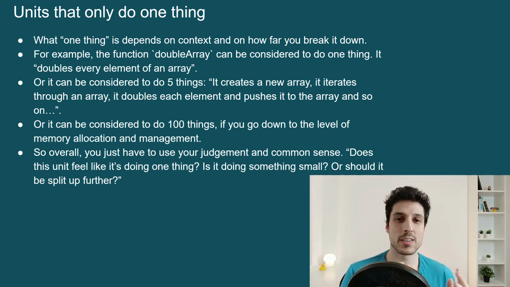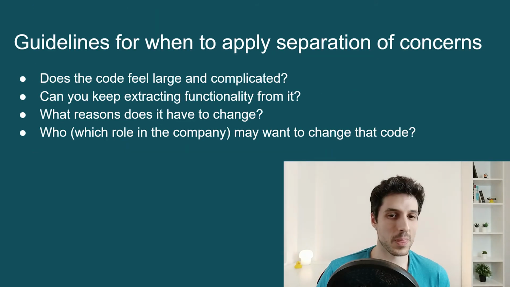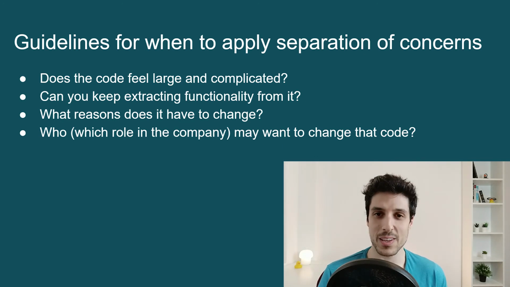And consider instead, does this unit feel like it's doing one thing? Is it doing something small? And could it be broken down further, reasonably? So yeah, those kinds of things. But anyway, let's move on to some other guidelines you can use to help you with this. And those are: consider, does the code feel large and complicated? Can you keep extracting functionality from it reasonably? What reasons does it have to change, and who, meaning which role in the company, may want to change that code? So those are things that I like to think about when I'm working to help me.